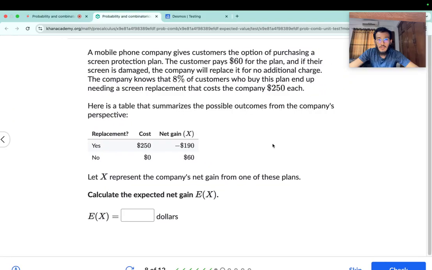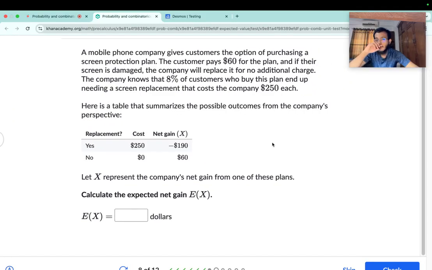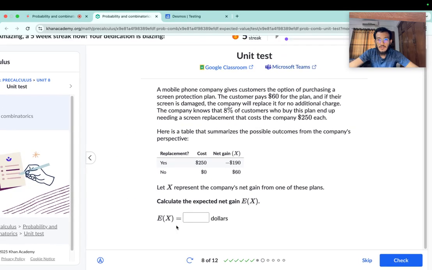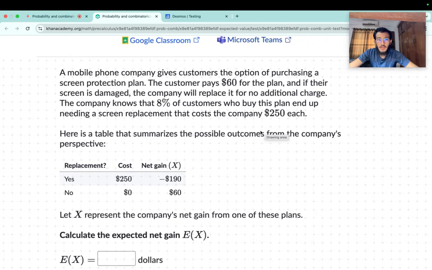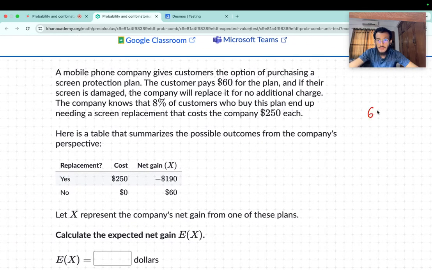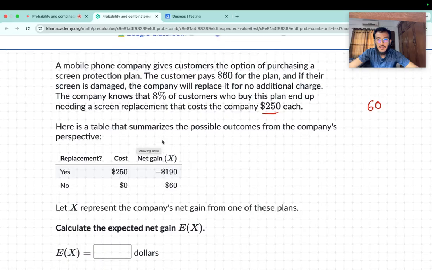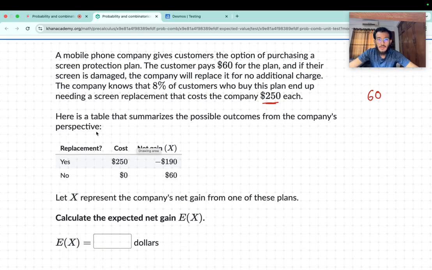A mobile phone company gives customers the option of purchasing a screen protection plan. The customer pays $60 for the plan. If their screen is damaged, the company will replace it for no additional charge. The company knows that 8% of customers who buy this plan end up needing a screen replacement that costs the company $250. Here's the table that summarizes the possible outcomes from the company's perspective.